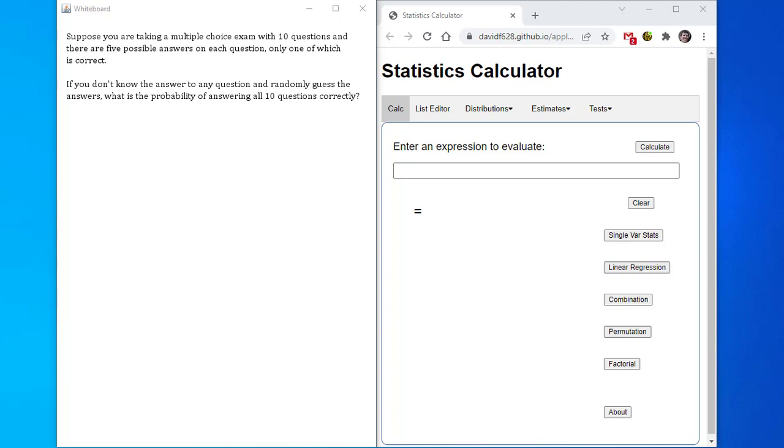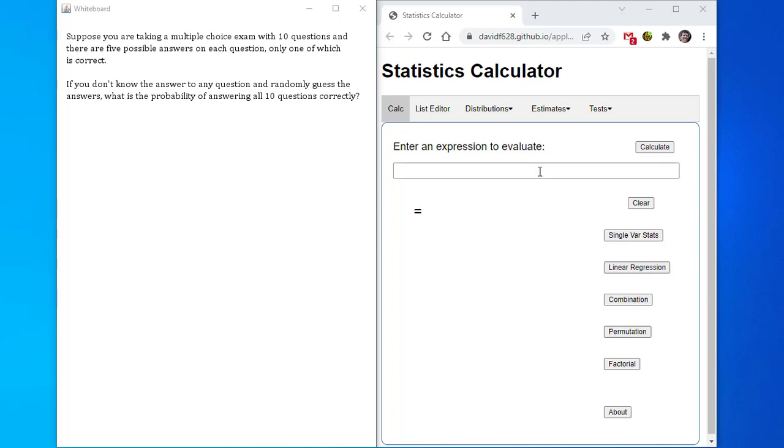So I've got an example here that will occur so that you can see what will happen when you're using the stats calculator. All right, so we have a question here that says, suppose you're taking a multiple choice exam with 10 questions and there are 5 possible answers on each question, only one of which is correct. If you don't know the answer to any question and randomly guess the answers, what is the probability of answering all 10 questions correctly?